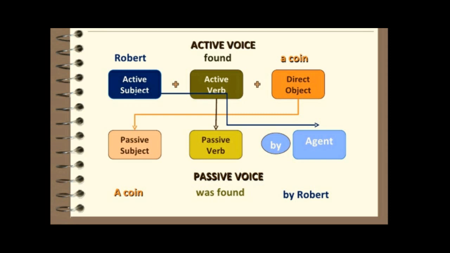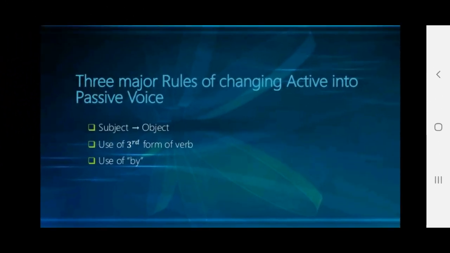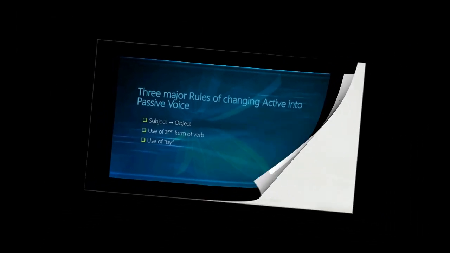In active voice, we have to remember that we are giving more importance to the person or thing who does the action. But in passive voice, the importance shifts or changes to the action, not the subject or the doer of the action. Let us remember the rules in short. First one, subject-object interchange. Second one, use of third form of the verb. And third one, use of by before the object of passive voice.